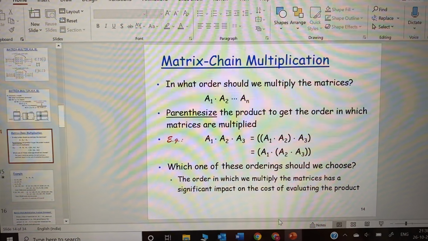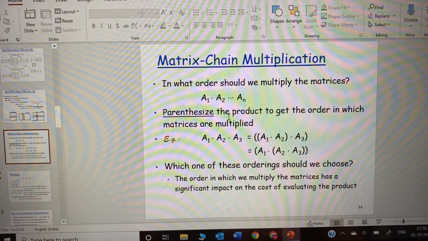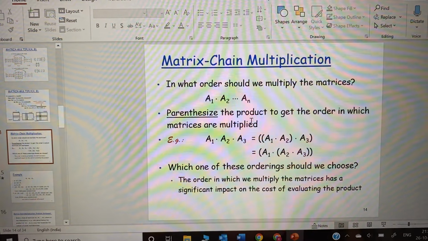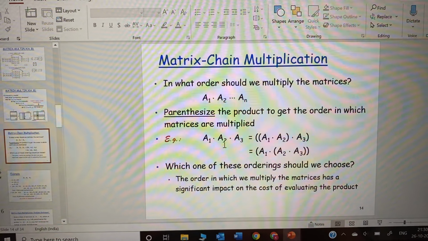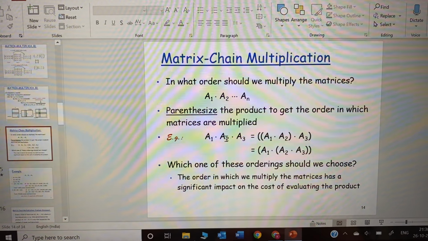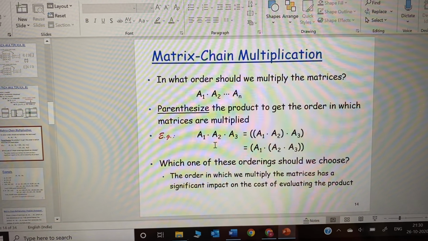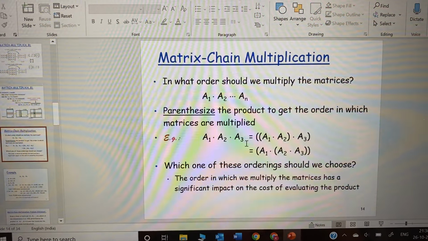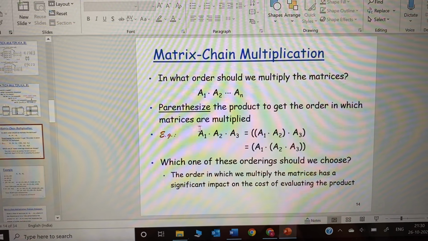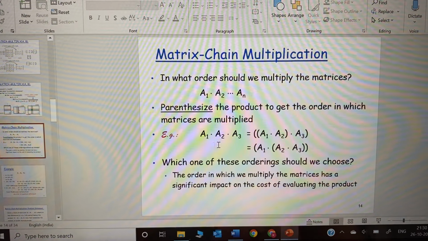In such a way we find the parenthesization. We will place the parentheses such that we get the product in that order. Suppose we have A1, A2 and A3. We have multiple combinations to do this product. First A1 and A2 can be multiplied, then the whole product can be multiplied with A3. If not, A2 and A3 can be multiplied, then that product can be multiplied with A1. So we have two choices in this series.